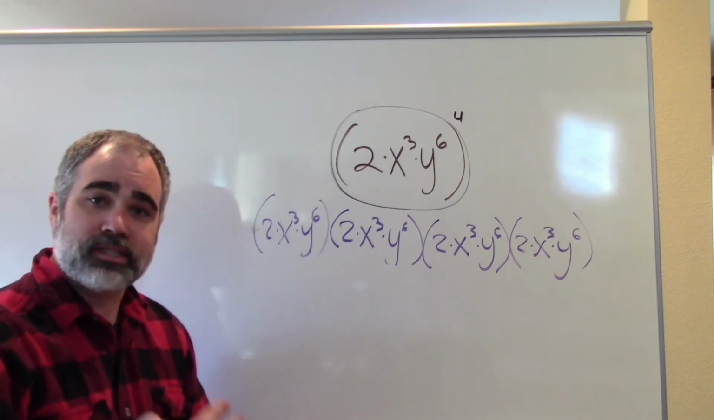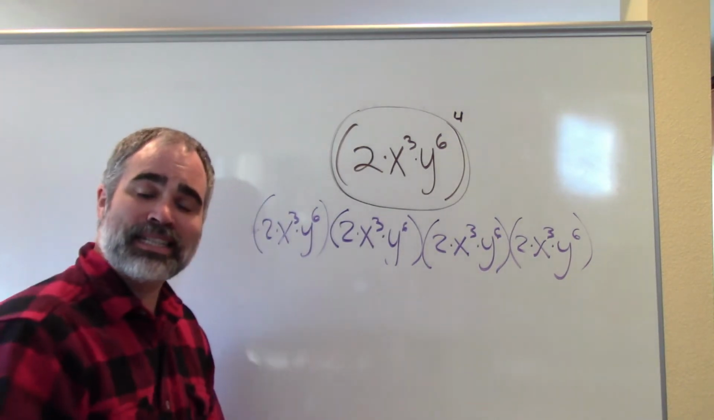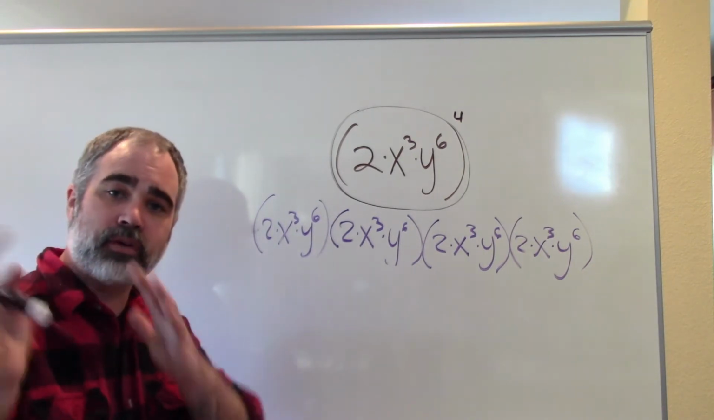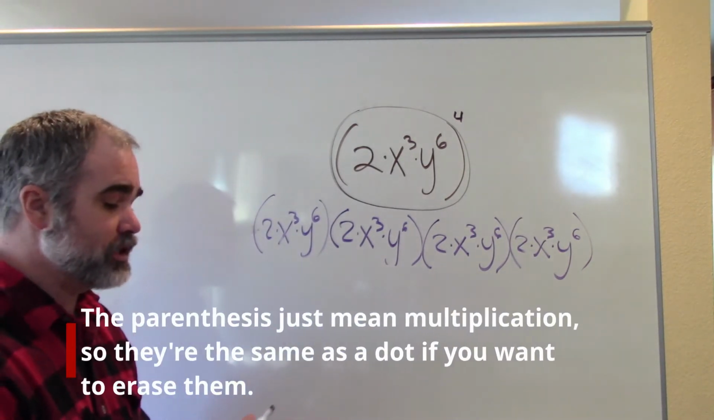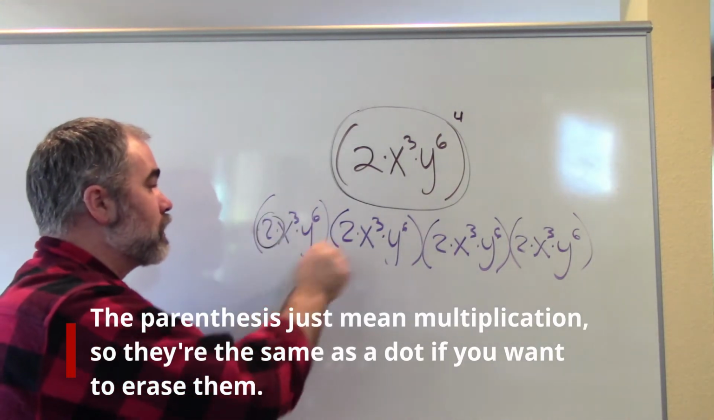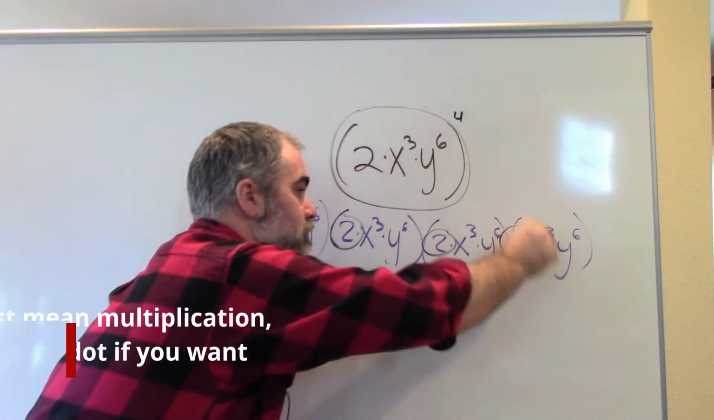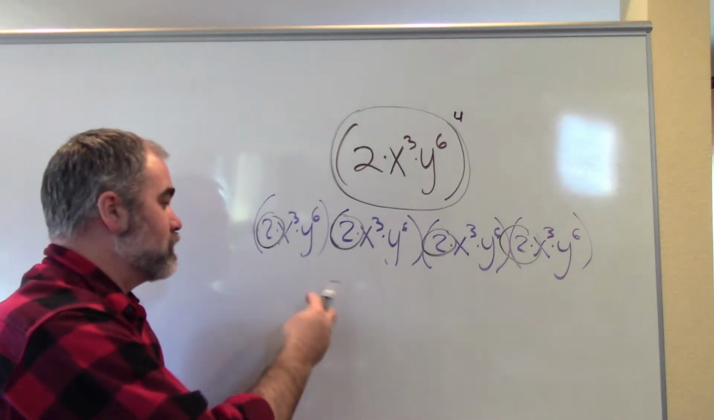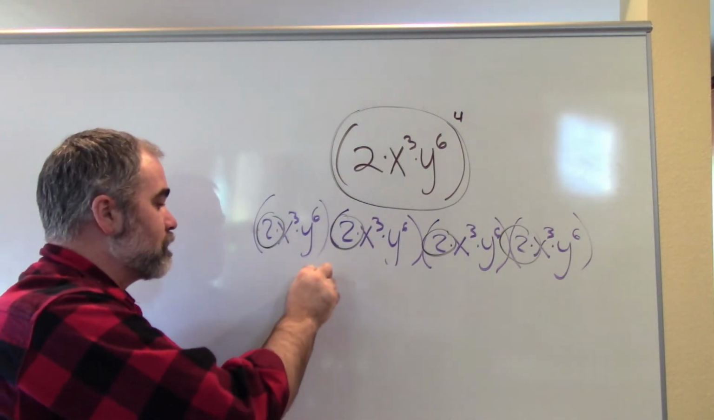Now I've got all these things together and I'm going to combine them just like I did last time. I'm going to combine my numbers, I'm going to combine my variables, and put the variables that are the same together. And I see here, I'm going to start with my numbers. I've got 4 2's. That's 2 times itself 4 times. Now you can multiply that out if you want to, or you can just leave it as 2 to the 4th power.